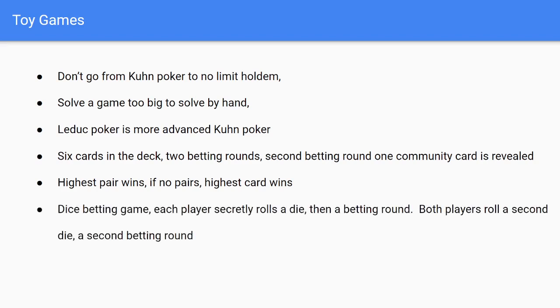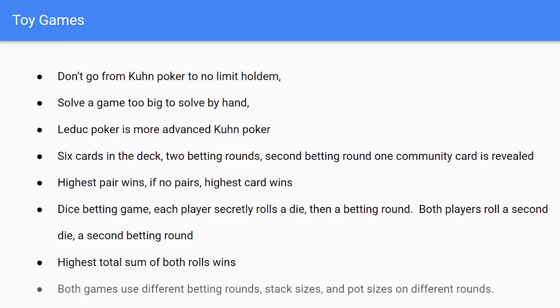The other thing you can do is a dice betting game. It's called Dice Poker. Each player secretly rolls the dice, keeping track of the amount. There's a betting round, then you roll a second dice, another betting round, and you sum your total rolls together, the highest roll wins. You're going to want to use these toy games because they use different betting rounds, stack sizes, pot sizes, that kind of thing. Very similar to poker. You're going to want to use that to get the structure of your CFR algorithm out.